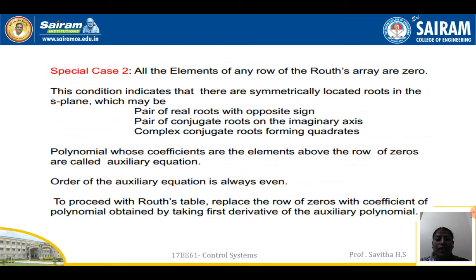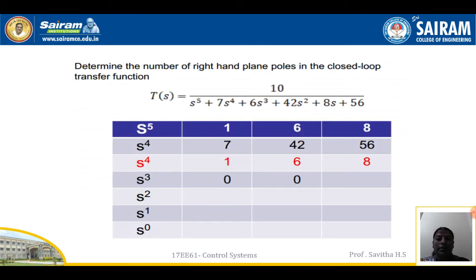The polynomial whose coefficients are the elements above the row of zeros is called the auxiliary equation. The order of the auxiliary equation is always even. To proceed with the routh table, replace the row of zeros with the coefficients of the polynomial obtained by taking the first derivative of the auxiliary polynomial. So we'll take an example for this.